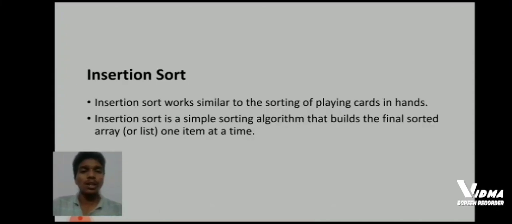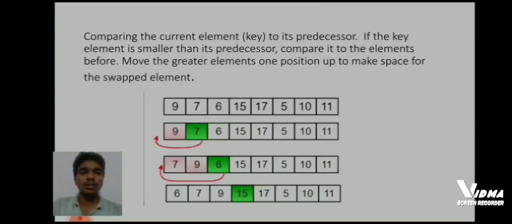Now insertion sort. Insertion sort works similar to the sorting of playing cards in hands. Insertion sort is a simple sorting algorithm that builds the final sorted array one item at a time. Procedure for insertion sort: compare the current element to its predecessor. If the key element is smaller than its predecessor, compare it to the elements before. Move the greater element one position up to make space for the swapped item.